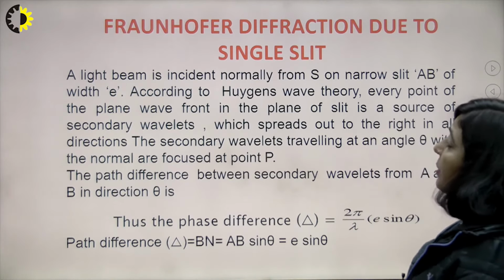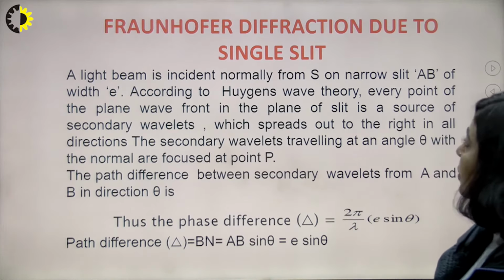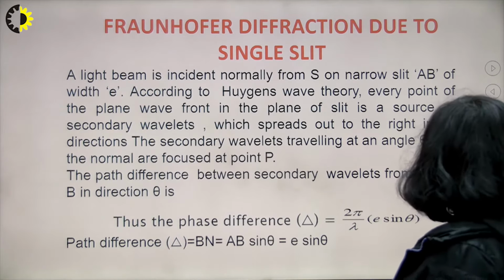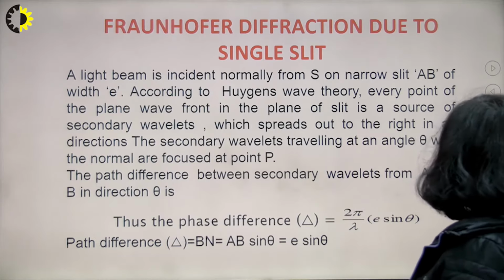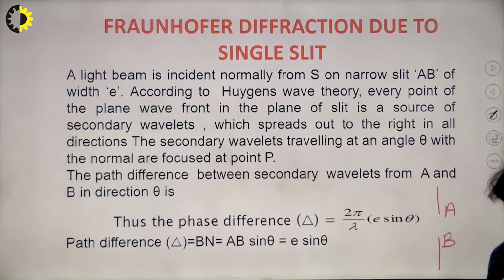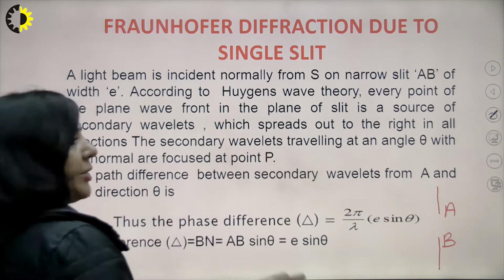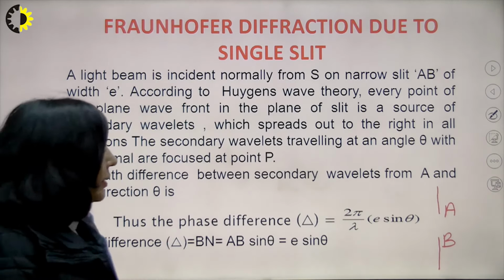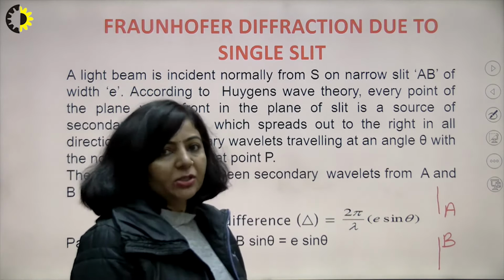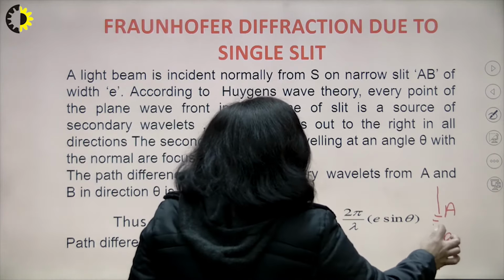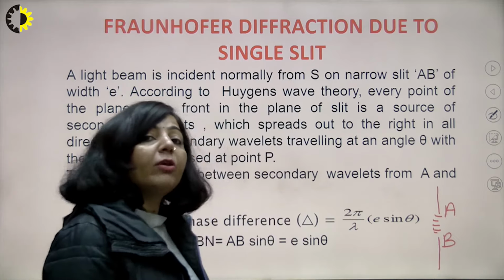In order to understand this, I am going to start from here. A light beam is incident normally from source S on narrow slit AB. So let this be your slit AB. There is a source of light, and from that source the light will be incident over the slit AB. If I say that the slit AB is divided into n equal parts and n is very large, then every part of this slit will act as a source for secondary wavefronts.